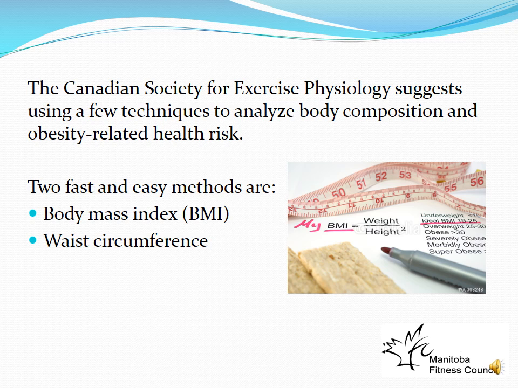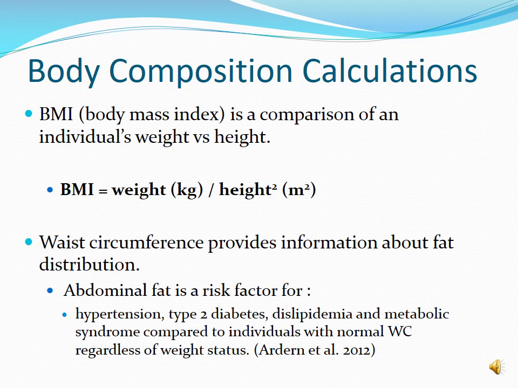The CSEP, the Canadian Society for Exercise Physiology, suggests using a few techniques to analyze our body composition. We use two techniques: the body mass index as well as waist circumference measurements. The first one, body mass index, or BMI, is a comparison of the individual's weight versus their height. To calculate your BMI, it's your weight in kilograms divided by your height in meters squared.